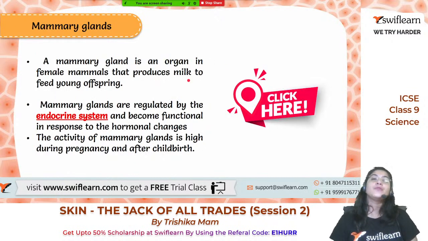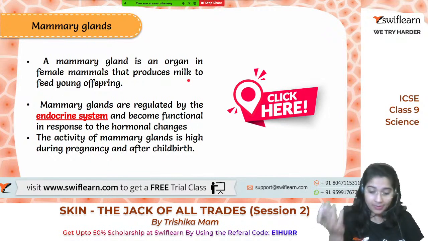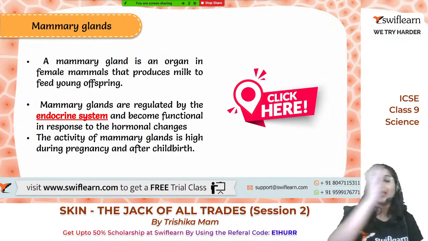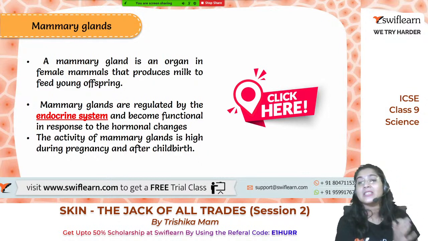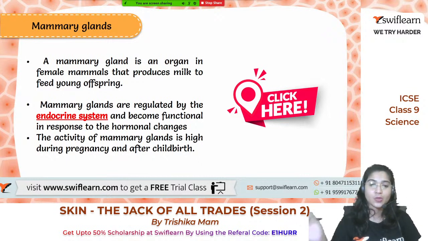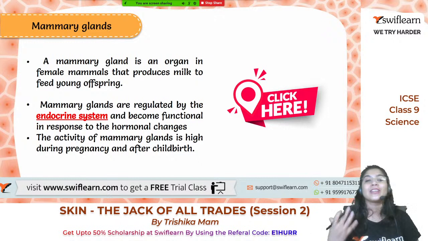Now let us move on to the mammary gland. Mammary glands are well developed in mammals, definitely, and that is why from the name of the mammals it is given the name mammary gland. It is only present in mammals, not in amphibians, reptiles, fishes or birds, right? So these mammary glands are regulated by the endocrine system.